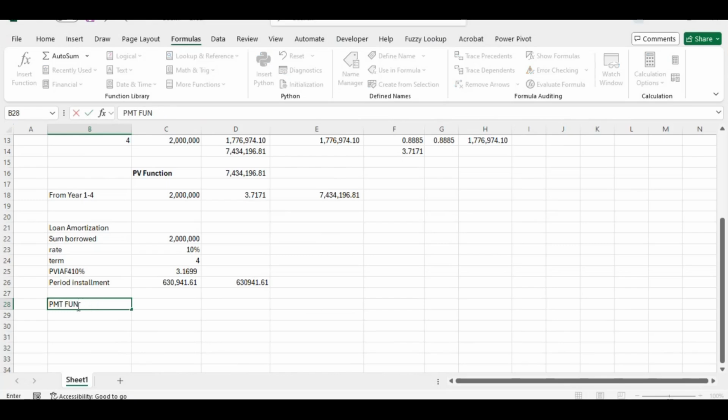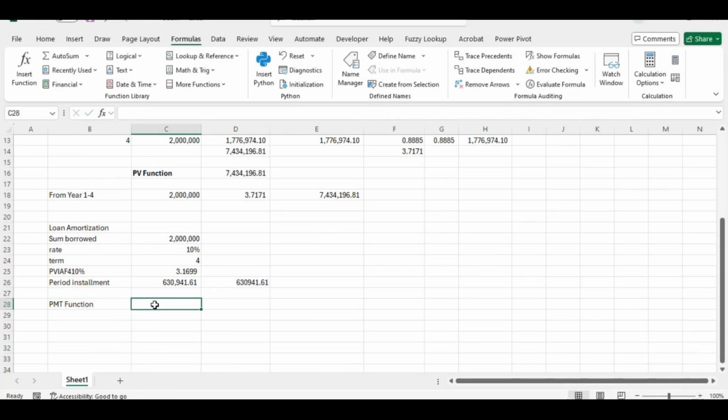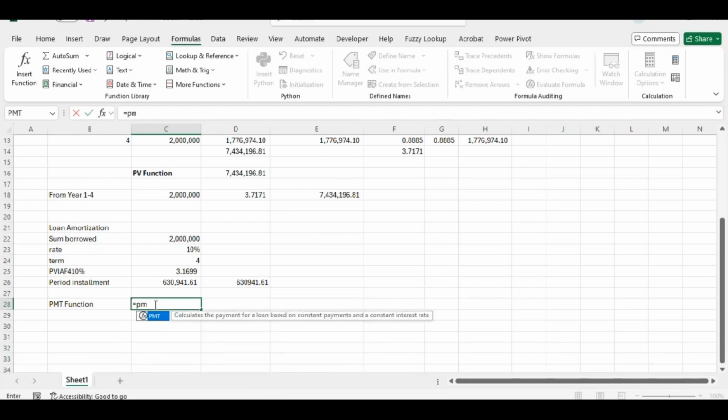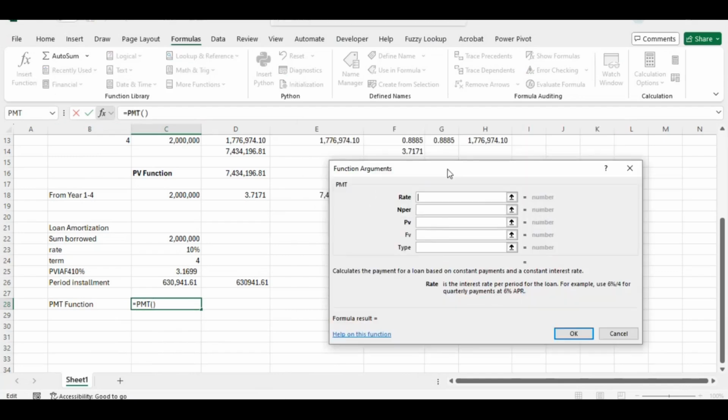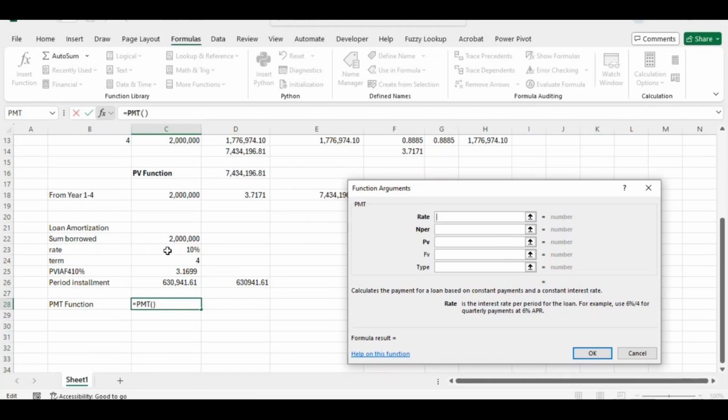So if I use the PMT function, then this is how our result should be. We'll say equals PMT. Then we activate the function argument and open our window. We know the rate is 10%. Let me say something which is very important. In this case, I've assumed the terms of the loan is annually.